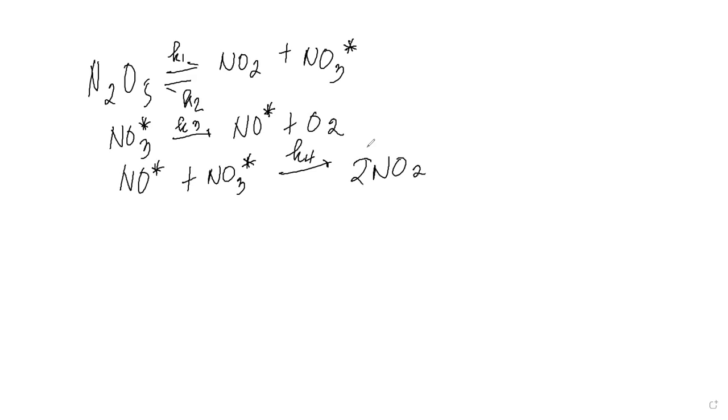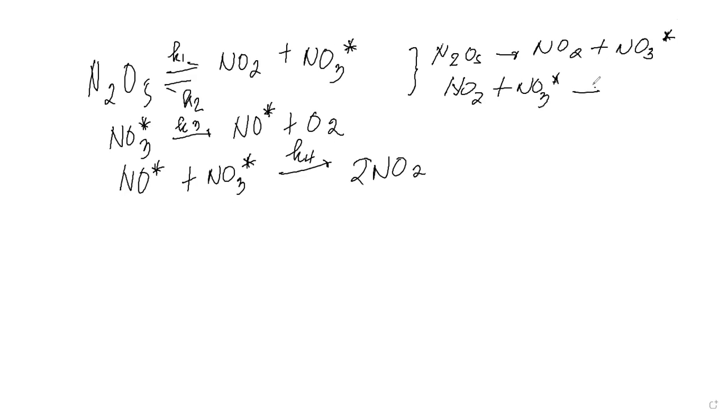So this is our mechanism. Whenever you see a reversible reaction, there's a need for you to break down the said reaction into two separate reactions: your forward reaction and your reverse reaction. So your rate constant here is K1, your rate constant here is K2.